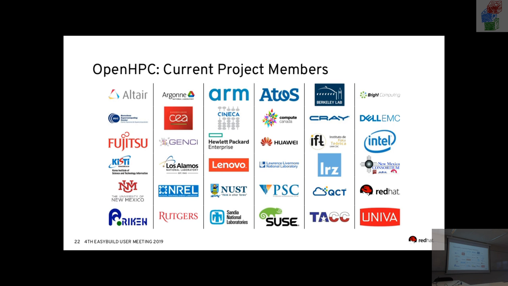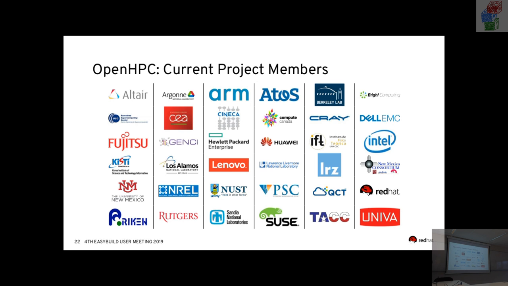I think these are all current members, maybe some more. It changes all the time. There are new members all the time. It's a combination of industry partners who are providing tools, software, hardware for HPC systems, as well as universities, which are all bringing their knowledge together to formulate what OpenHPC wants to do.